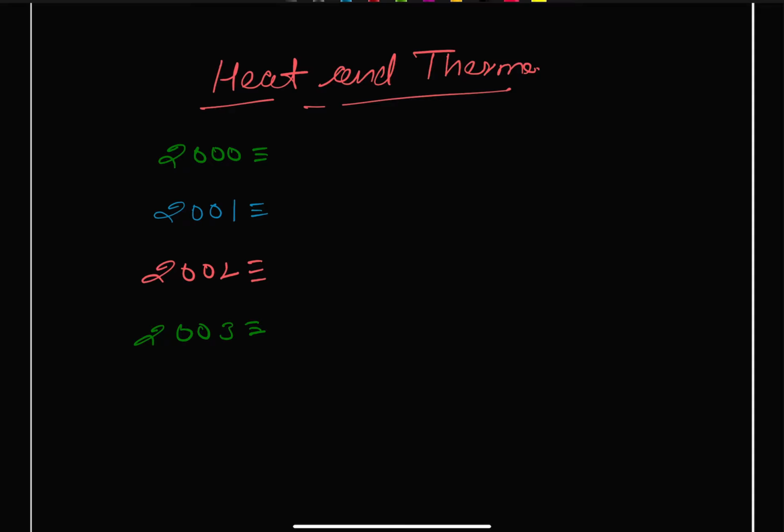From 2000, sorry, in 2000 we are having one question. From 2001 there are two questions. From 2002 there is one question, and from 2003 there are two questions. So total we are going to solve 6 questions.